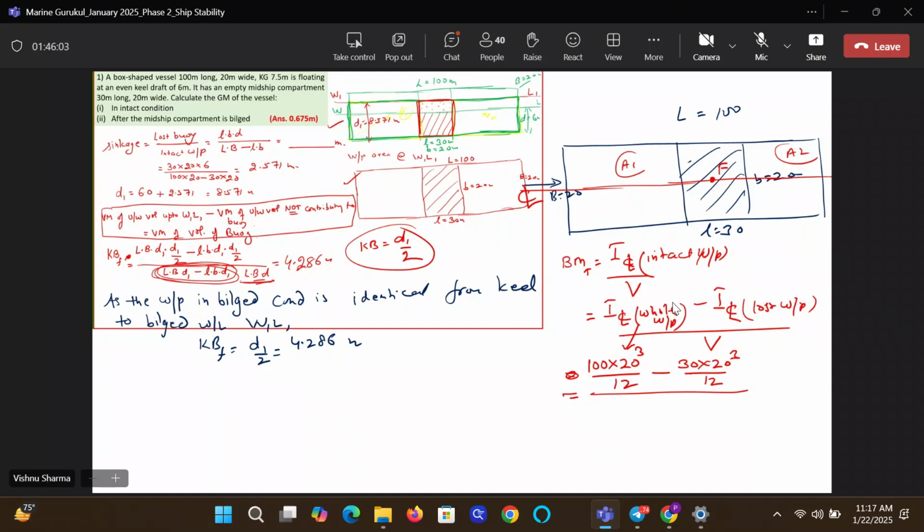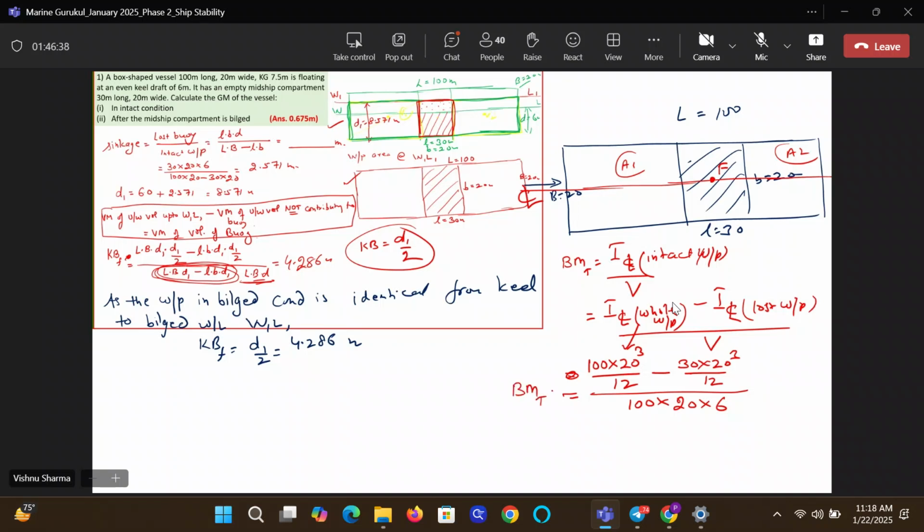Guys, volume of displacement depends on what? It depends only on two things: displacement and density. Density is not changed. Has the displacement changed under the lost buoyancy method? No, sir. So what will be the volume of displacement? Capital L into capital B into small t, so it will be 100 into 20 into 6. Am I right? Yes or no?